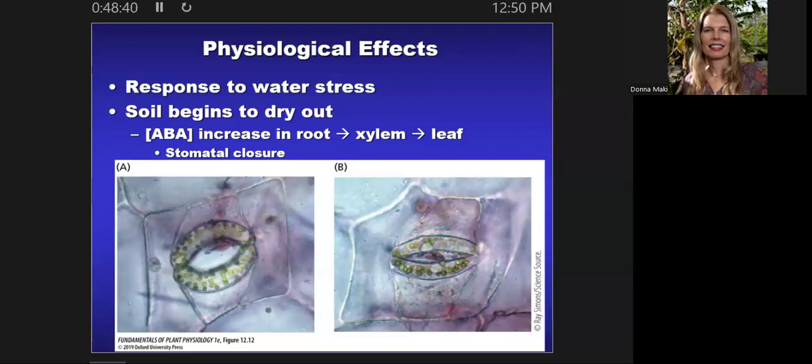Okay, so we're going to continue on with the hormones and think a little bit more about how they impact the plant in more detail. So we'll start that up on Wednesday.